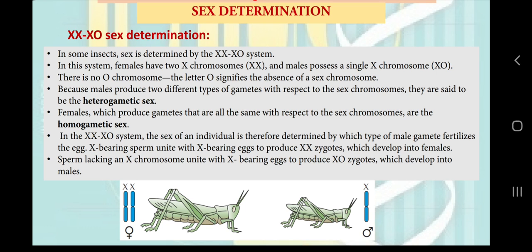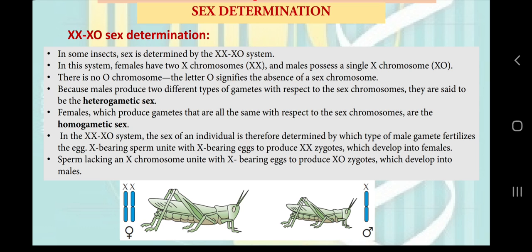But in the grasshopper, one sperm will have 1 X chromosome and another type of sperm will not have any sex chromosome as such. Females, which produce gametes that are all the same with respect to sex chromosomes, are the homogametic sex. In the XO system, the sex of an individual is therefore determined by which type of male gametes fertilizes the egg. X-bearing sperms unite with X-bearing eggs to produce an XX zygote, which develops into a female.